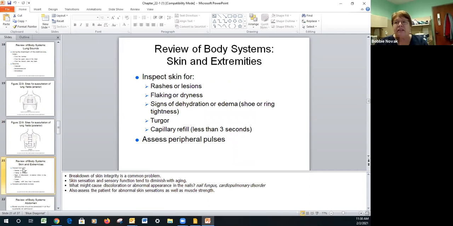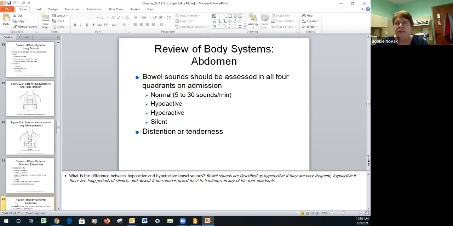Okay, so now we've listened to the heart and the lungs. We've looked at the head. I want to do abdomen because that's next in line, right? It's going down. Your abdomen, we're looking for bowel sounds in all 4 quadrants. And as I said before, bowel sounds are bubbly, gurgly sounds. And normally you're going to hear 5 to 30 sounds a minute.